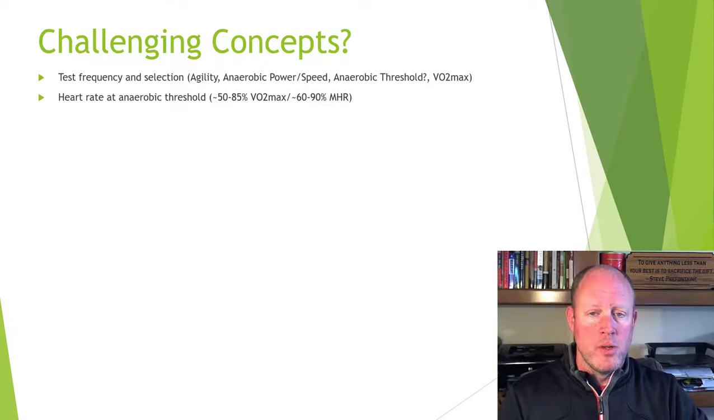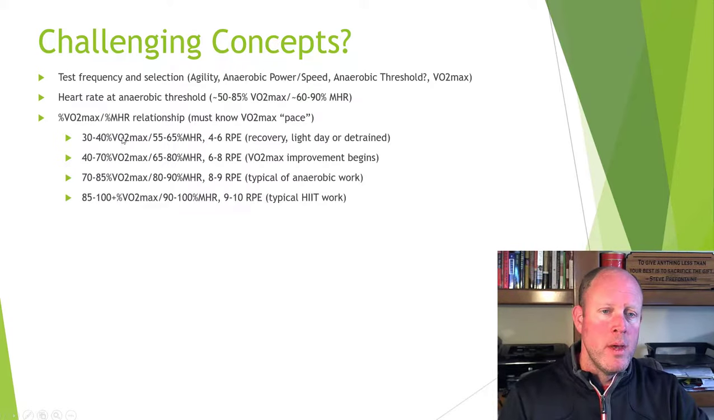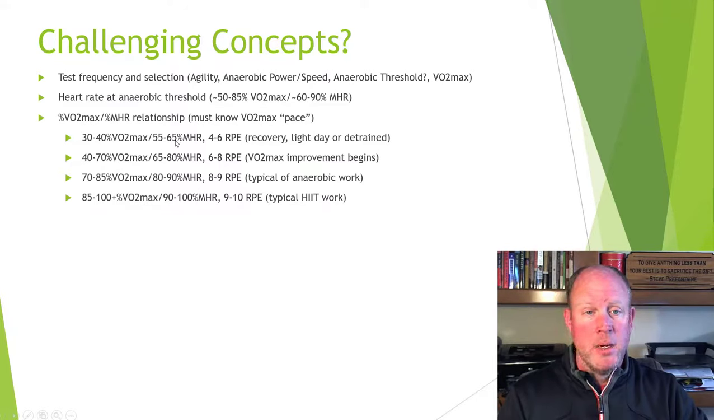Otherwise, you're looking close to that 60% range of max heart rate, which correlates with about 50 to 85% of VO2 max, but they're not exactly the same. Now, generally speaking, having a broader perspective here, make sure we have some clarity. Our recovery type workouts are 30 to 40% VO2 max, which correlates with about 55 to 65% max heart rate, or 4 to 6 RPE. Okay, a really light day, a recovery type day.